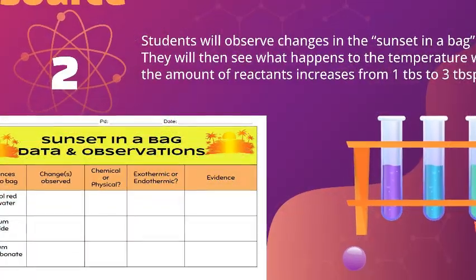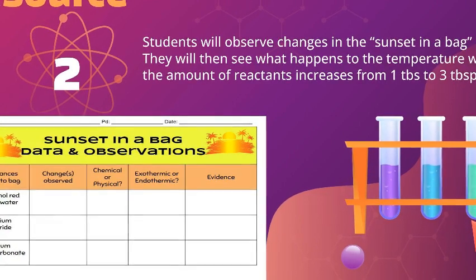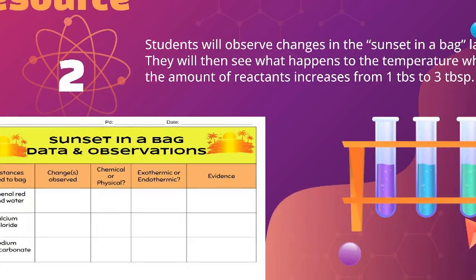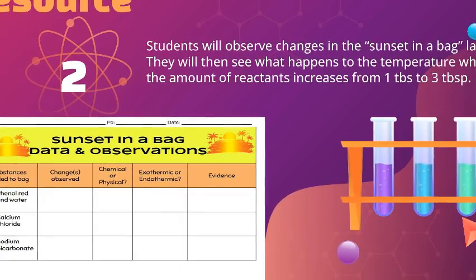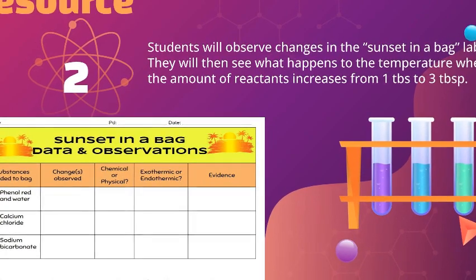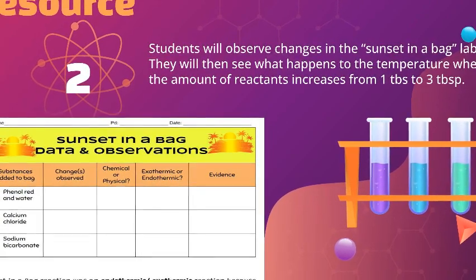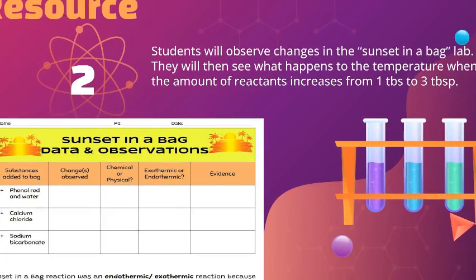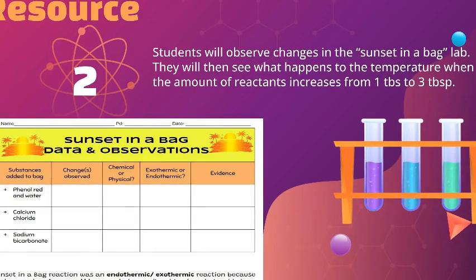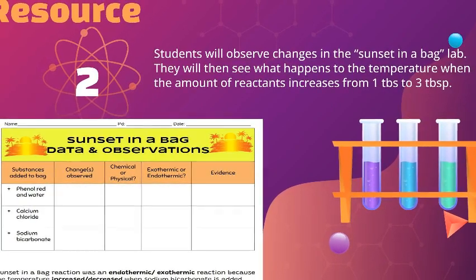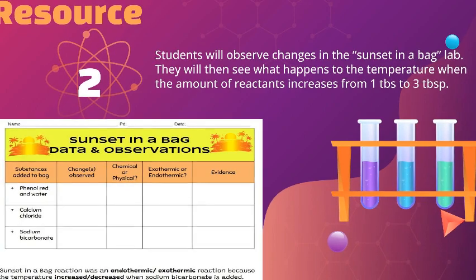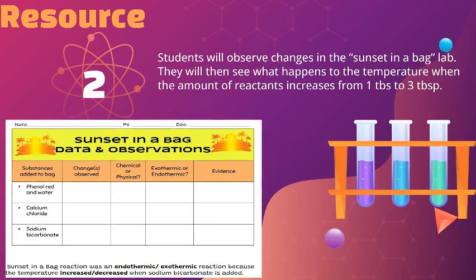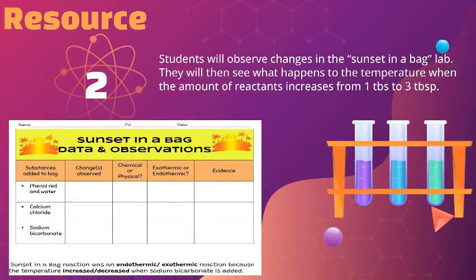Resource number 2, sunset in a bag. Students will observe changes in the sunset in a bag lab. They will then see what happens to the temperature when the amount of reactants increases from 1 tablespoon to 3 tablespoons. So there's a link for the lab activity. It's more like a demonstration that you do together, and you add more of the reactants to see what happens, and then they can identify whether it was an endothermic or exothermic reaction when you add the various items.